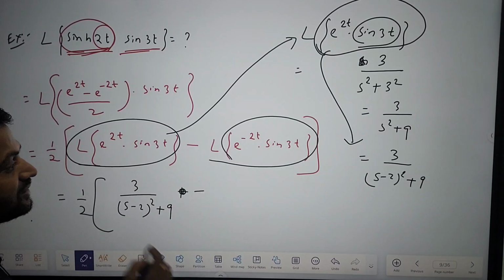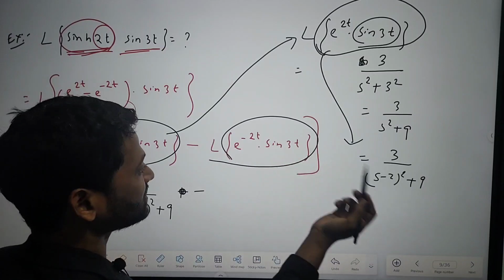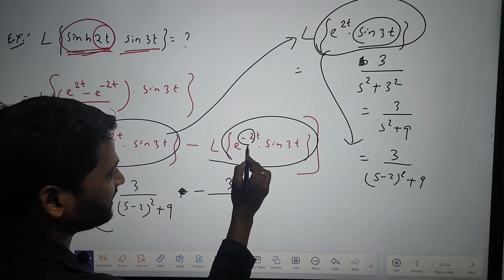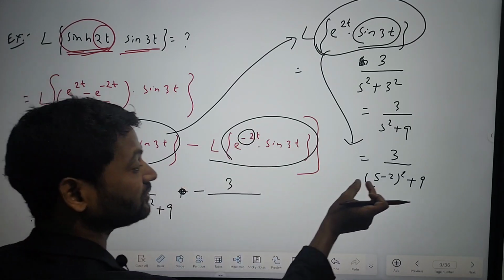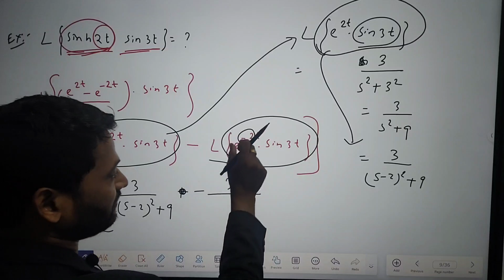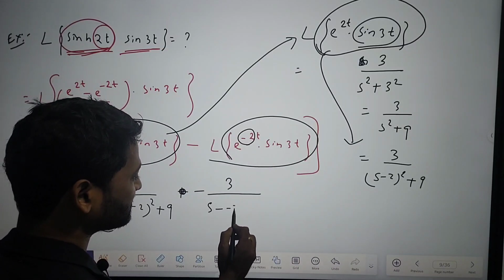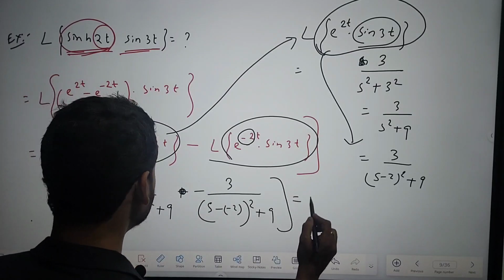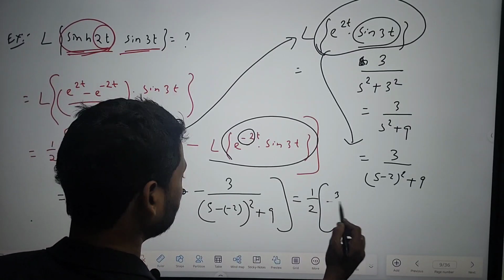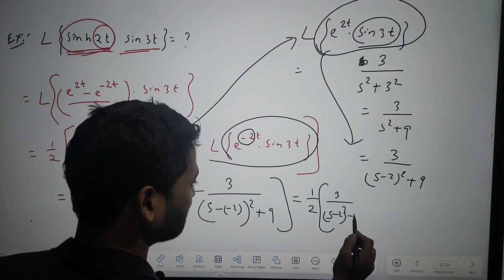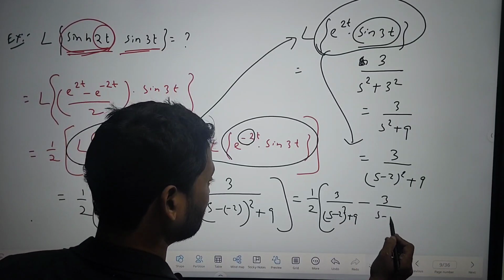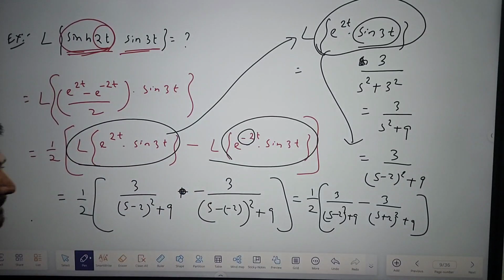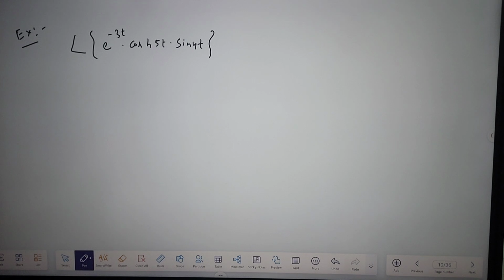Okay, minus again here Laplace of e to the power minus 2t into sin 3t, same thing you will write, just you replace minus 2, you put s plus 2 in place of s, मतलब s plus 2 whole square plus 9. ठीक है, so your final answer is half 3 by s minus 2 whole square plus 9 minus 3 by s plus 2 whole square plus 9, ये हो गया आपका फाइनल आंसर.